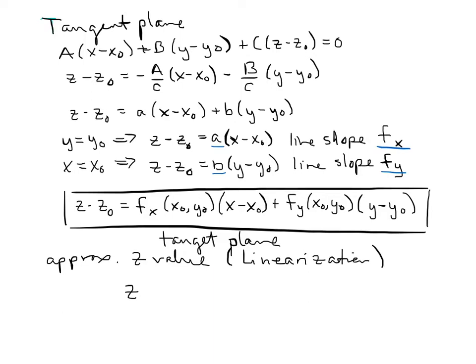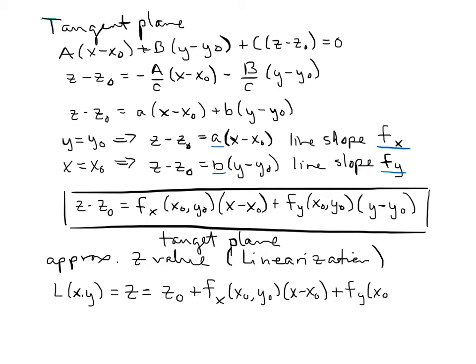So if we solve for z, a lot of times this is written out as an L, using L, it'd be a function of x and y. The linearization is going to be, all I need to do is solve for z, that's bringing z naught over to the other side of this tangent plane equation. So I'm just rewriting the tangent plane equation here when I brought over that z naught to the other side.